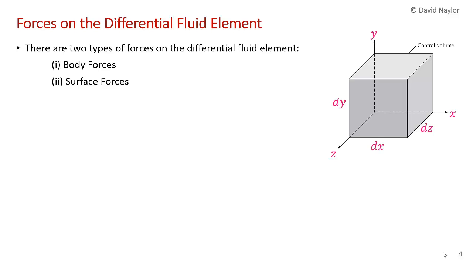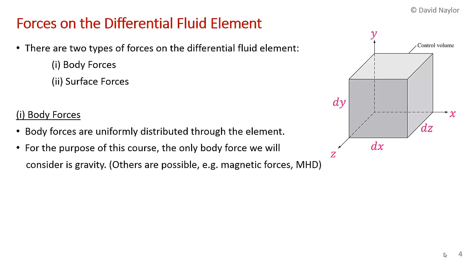So next we'll discuss the forces on the differential fluid element. There are two main classes or types of forces that act on the fluid. These are body forces and surface forces. We're going to handle these individually in the next couple slides. We'll start with body forces. Body forces are uniformly distributed throughout the fluid element. And for the purpose of this course, we're only going to worry about gravity. Gravity is, of course, the weight of that fluid element. It acts uniformly throughout that fluid element.